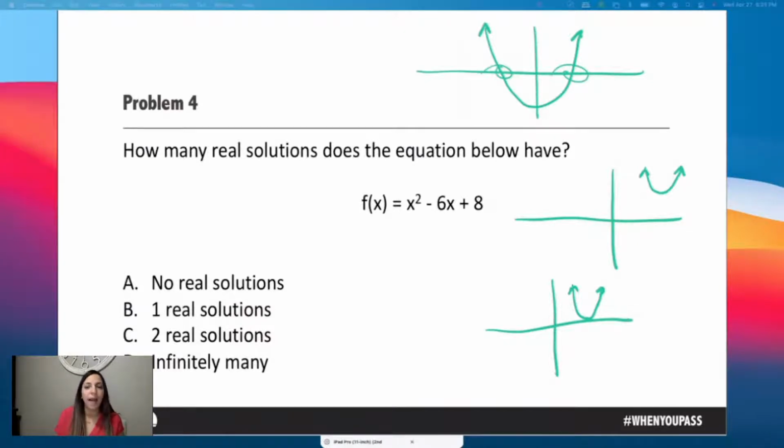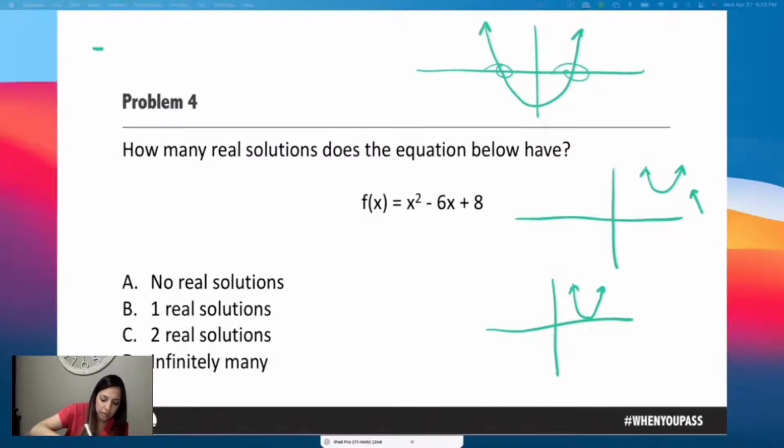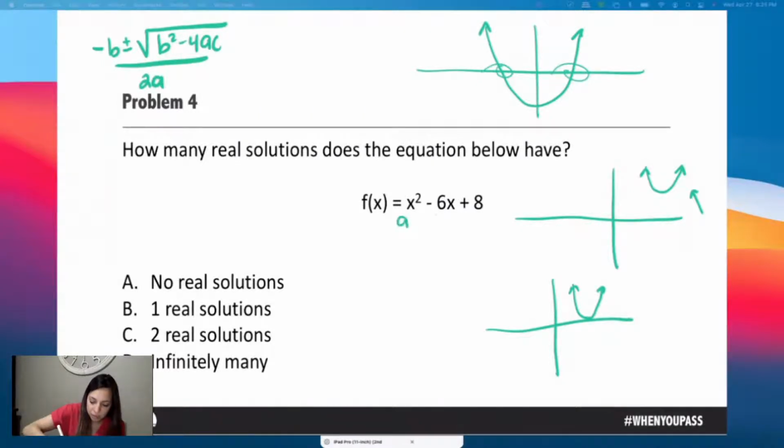So how do I figure out how many real solutions it has? Real just being any sort of number that exists. In this case, it would have no real solutions because it's not actually crossing the x-axis. Well, if we're familiar with quadratics, then we know that we can use the quadratic formula if we really wanted to. The quadratic formula is negative b plus or minus the square root of b squared minus 4ac all over 2a. It's a mouthful, where this is a, this is b, and this is c, only the coefficients.